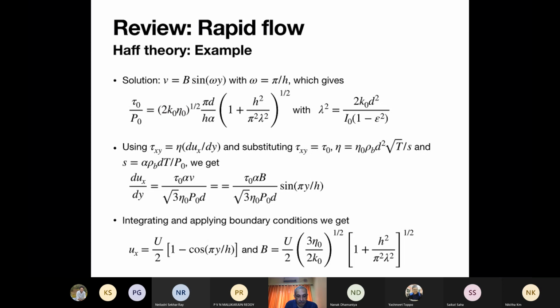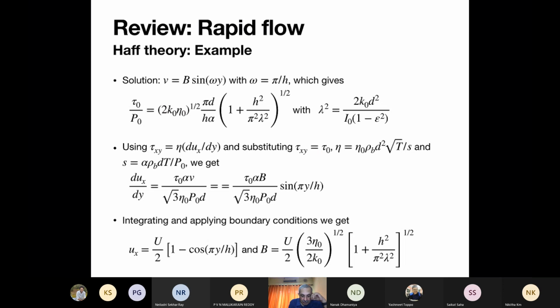Then this is just the fluctuation velocity. We also want the mean velocity ux. So we start with the stress constitutive equation. Tau xy is just viscosity into the velocity gradient. And then we substitute tau xy is tau 0, which we have already found out. Eta is given by this expression, which we can substitute here. And of course, S is equal to this, which we have used before.